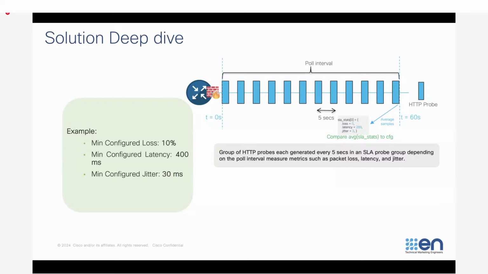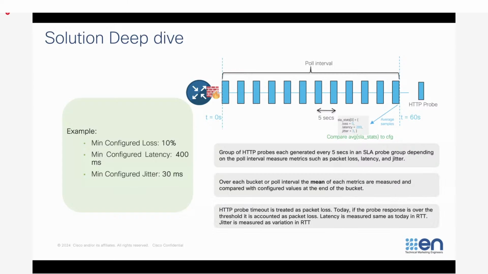And over a period of poll interval, that's what determines the bucket size. If you look at the bucket size or the poll interval, about like 60 seconds, we'll be able to send 12 samples of probe every 5 seconds. And we calculate the average loss, latency, and jitter at the end of the bucket. And then we compare that to the configured loss, latency, and jitter.